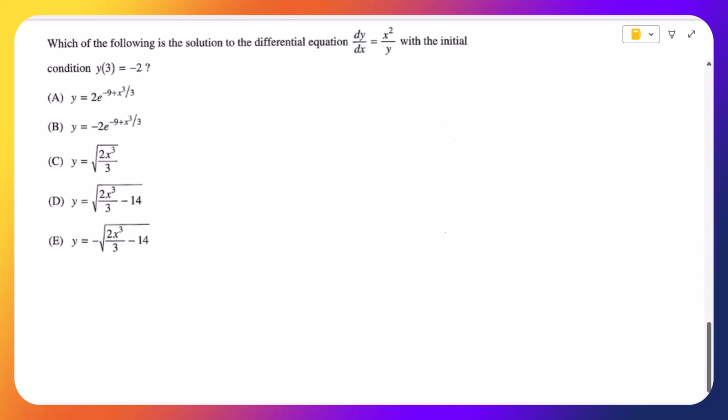Third question. Which of the following is the solution with the initial condition y of 3 equals -2? Go ahead and try this one on your own. When I come back, I'm going to talk through this one quickly. I'm going to have all the work out and we're just going to go through it quickly.